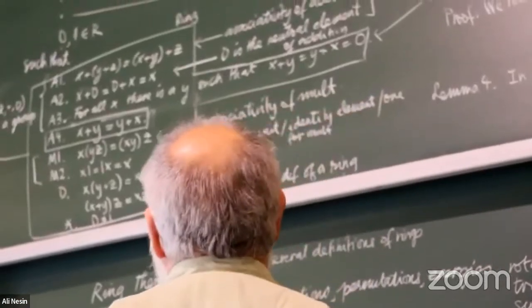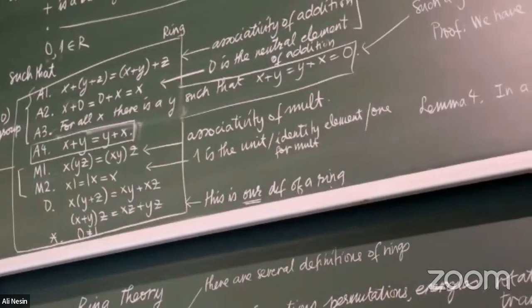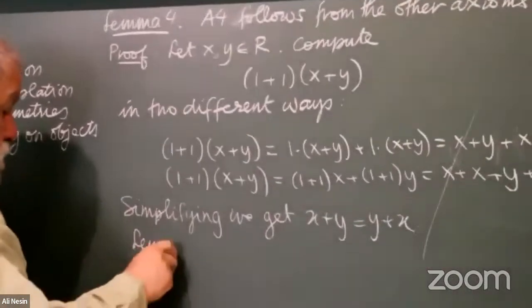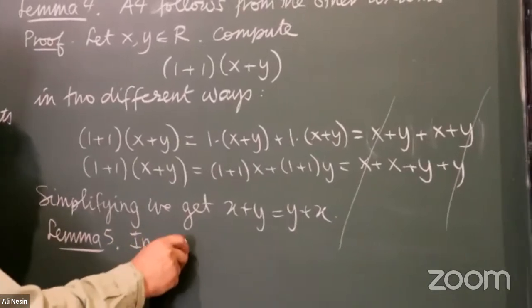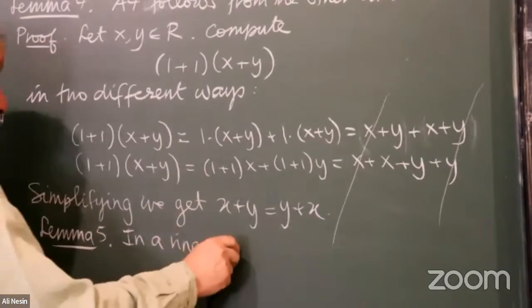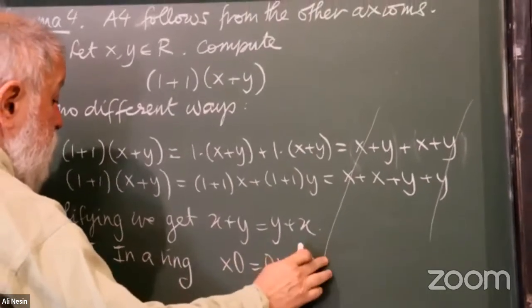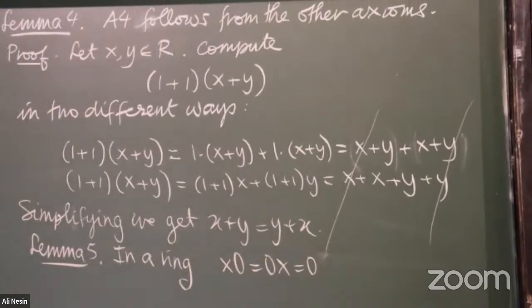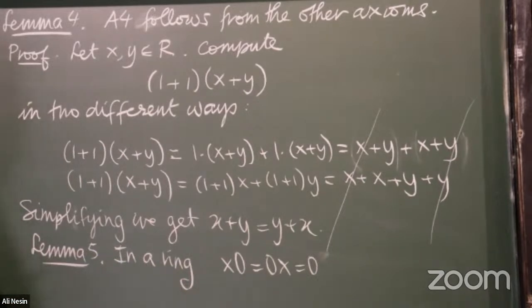What else? Lemma 5. In a ring, x times 0 equals 0 times x equals 0. How do you call this 0? It absorbs. It kills everything.